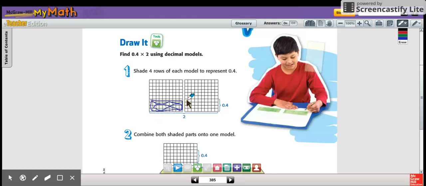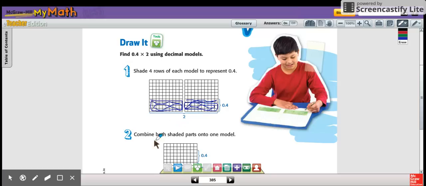On each side, on each of the models, shade in 4/10. Okay, so that's the first thing we're going to do: shade 4 rows on each side. That's the 4/10. And then we need to do it times 2, so we have 2 models.